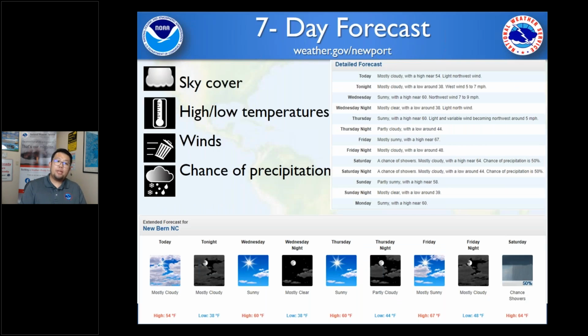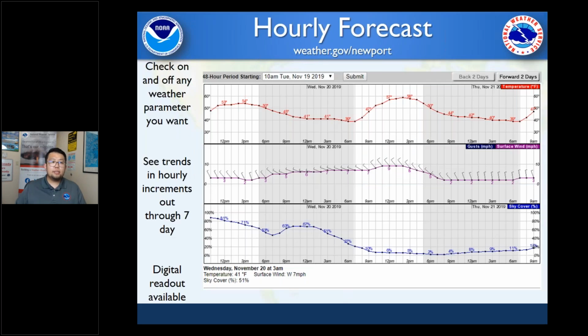We have 7-day forecasts available, so that means, is it going to be hot? Is it going to be cold, wet, dry, sunny, or cloudy? Is it going to be windy? When it rains, is it going to turn into snow later, or is it going to be thunderstorms? We have all of that information for you in your typical 7-day forecast that you're probably used to seeing from folks on television. We also have hourly forecasts available to you.